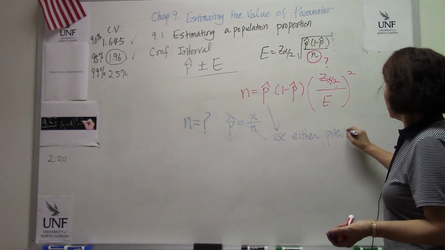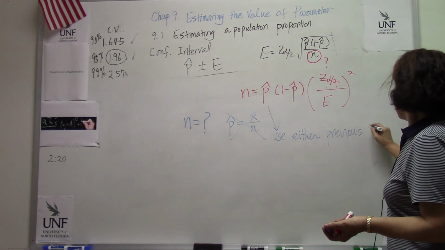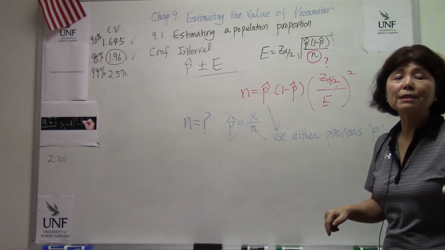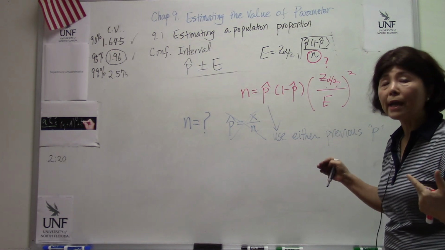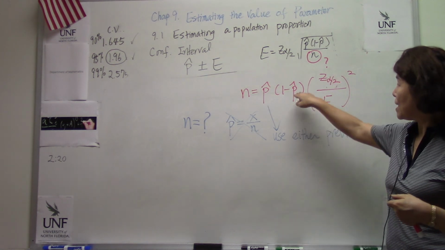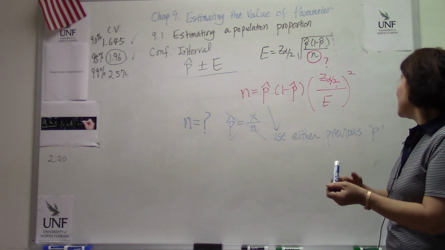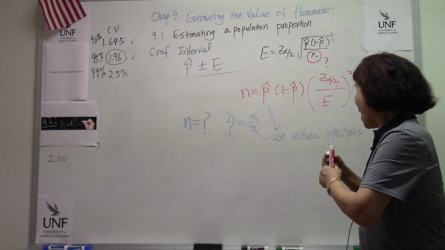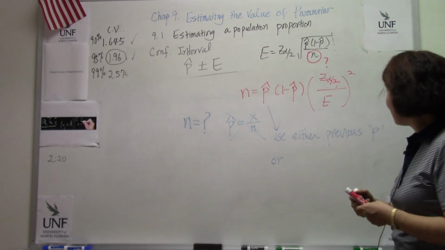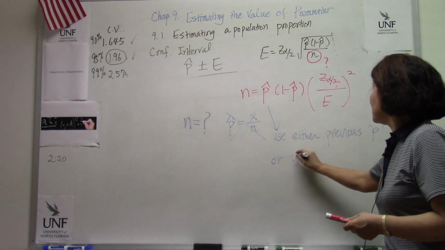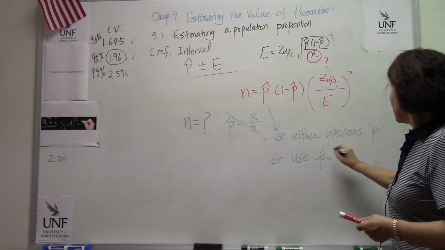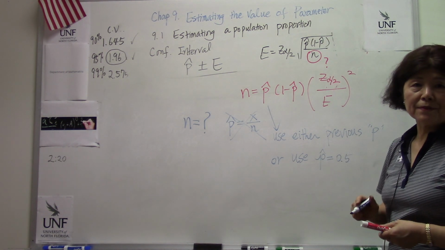previous p. For example, let's say they take a survey every year. We are in 2020, so they can use the previous year's 2019 p in this case. If that is not available, because this is the very first time you are doing it, what I'm going to do here is use p equals 0.5.